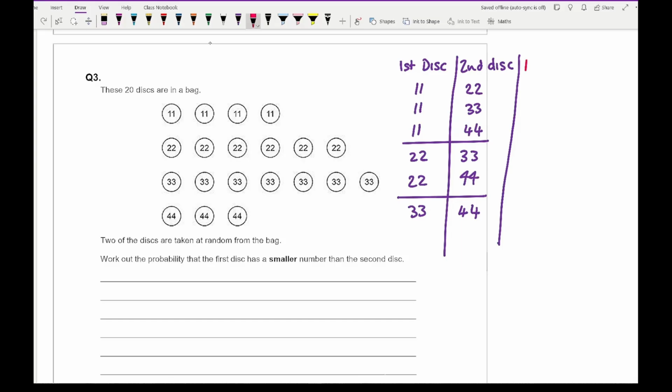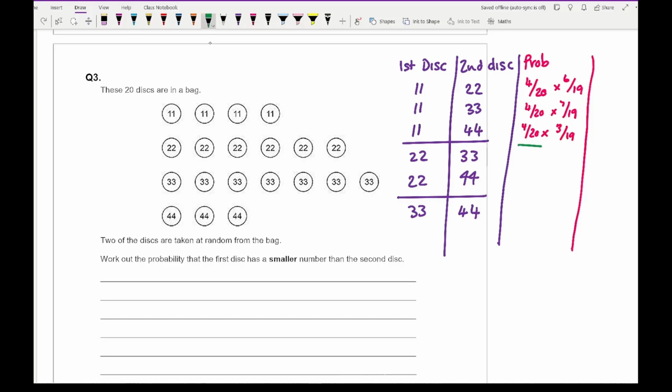So here, the probability of picking 1 and then 2: the probability of picking 1 is going to be 4 out of 20, and then the probability of then having 2, well, how many 2s are there? There's 6, but there's going to be 19 left in the bag. So here we've got 4 over 20 times 6 over 19. And 1 and 4, well, that's going to be 4 over 20 times 3 over 19.